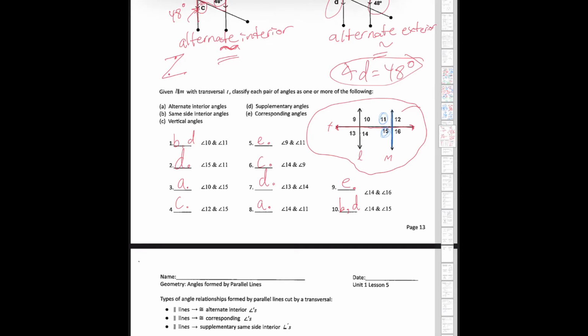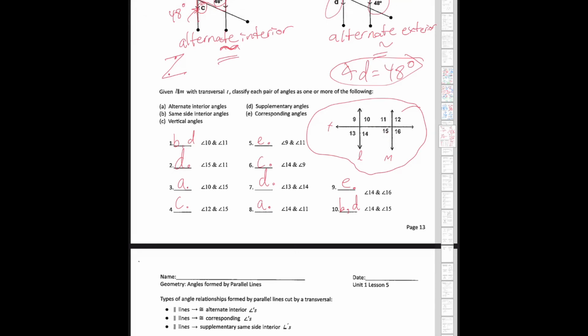Number three. For number three, we're looking at angles 10 and 15. So if we circle angles 10 and 15, we saw this on our images above. So angles 10 and 15 are alternate interior angles. Alternate interior angles, they're both on the inside of the parallel lines, but they're on alternate sides. So what we know about that is that they are, in fact, alternate interior angles and congruent.